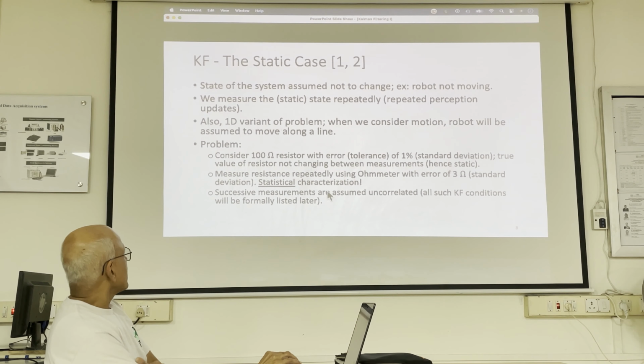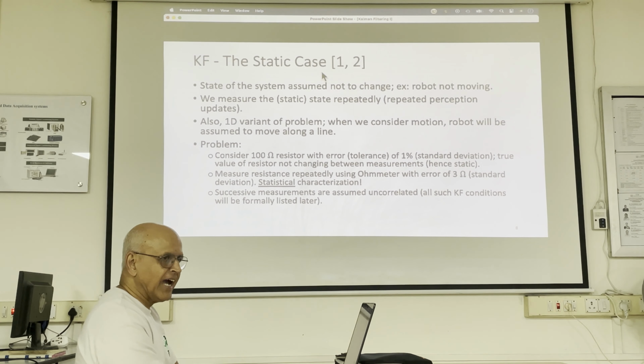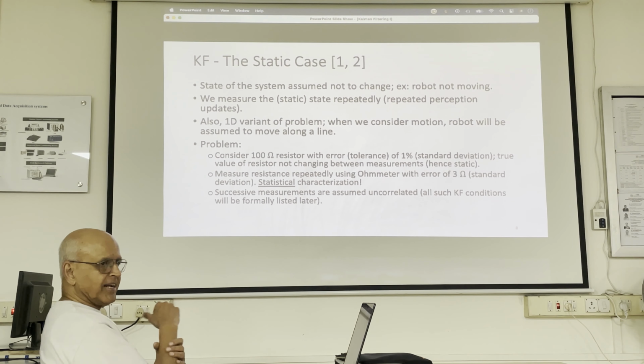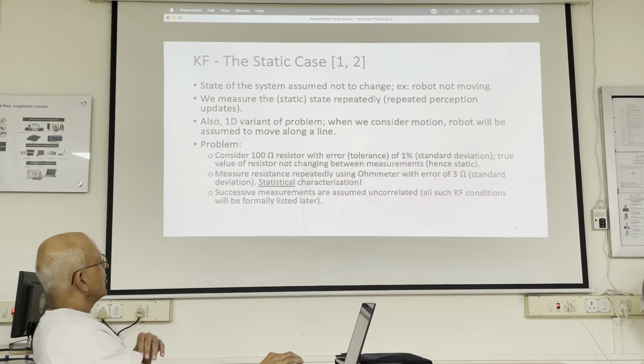All right, now, we're going to start with a static case. In the 25 minutes we have, we'll make good progress, and then on Monday we'll take up the dynamic case, which will finish off localization and mapping.